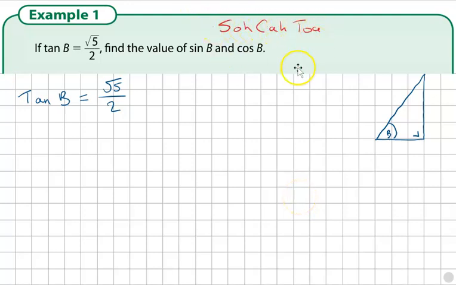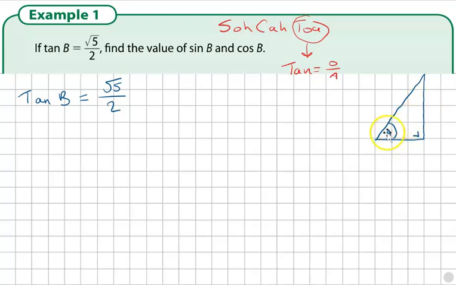We're going to write out SOHCAHTOA. And since the question mentions tan B, we are interested in TOA. And TOA can give us tan is equal to opposite over adjacent. So O over A, opposite over adjacent. So if we're told that tan B equals root 5 over 2 and tan equals opposite over adjacent, then the opposite must be root 5. So the side that's opposite the angle must be root 5 and the adjacent must be 2. So you can draw that into your triangle.